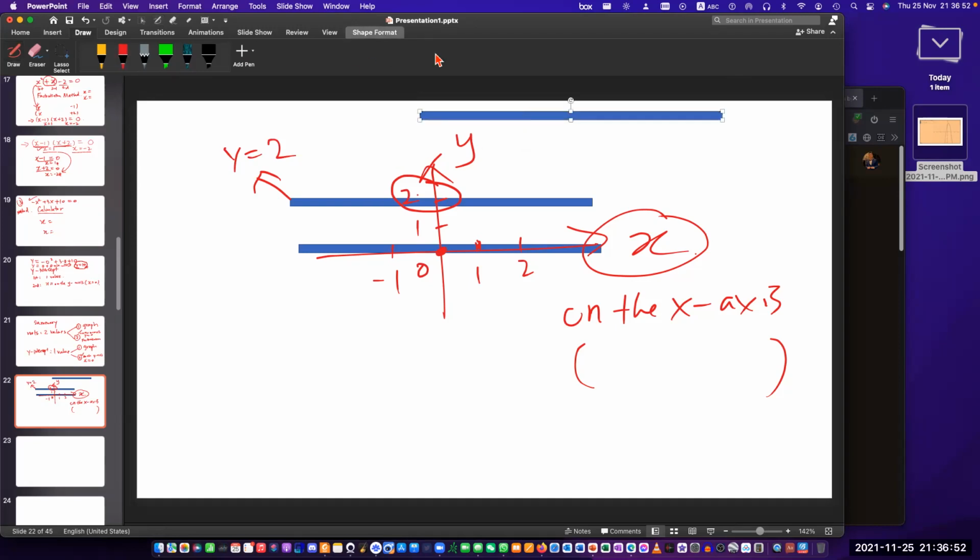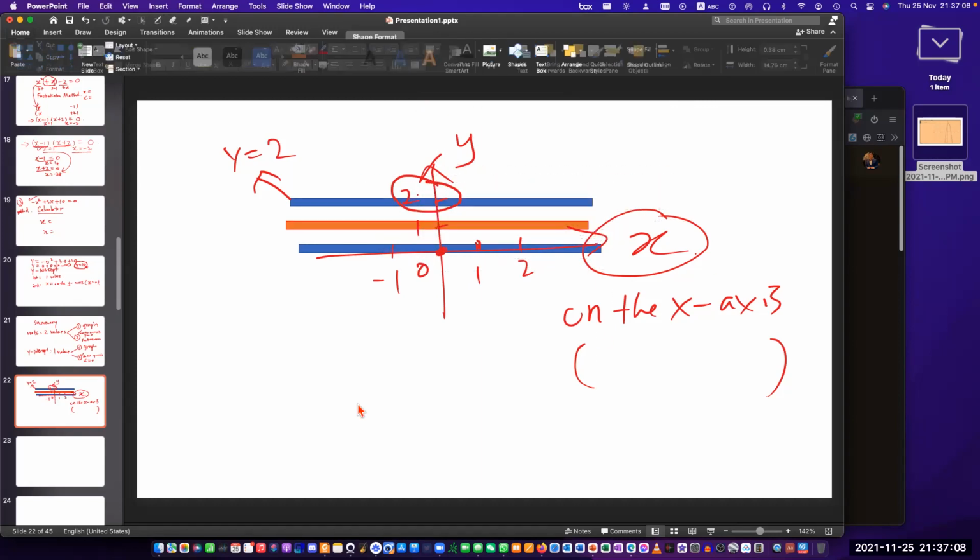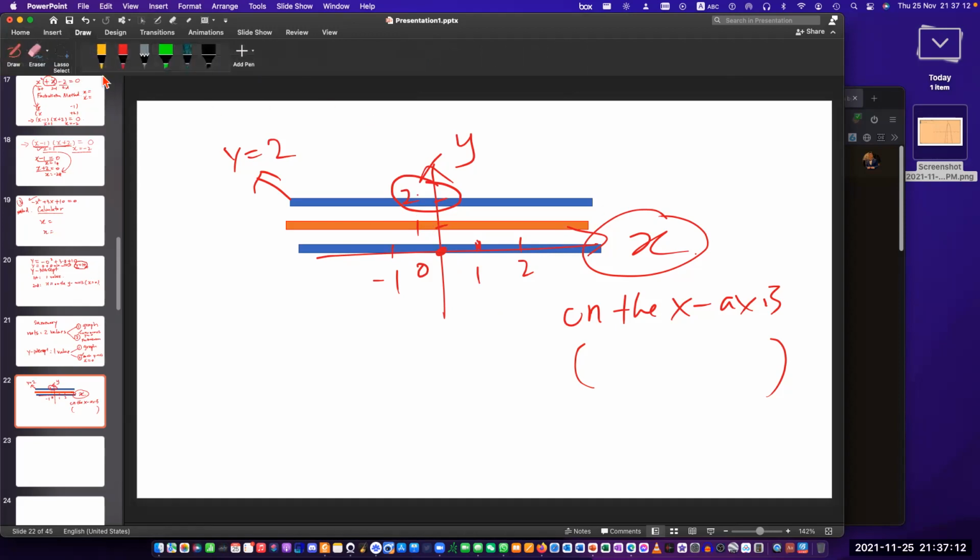Let me change the color so you can differentiate it. Let me just move it away. So what is this orange line? What's the value of this orange line? Y equals to 1, yes. So if this line is y equals to 2, this line is y equals to 1. Does it make sense?